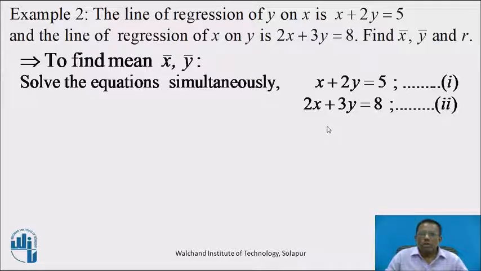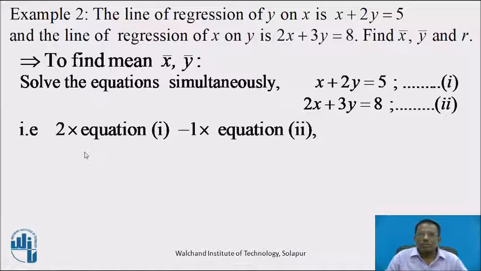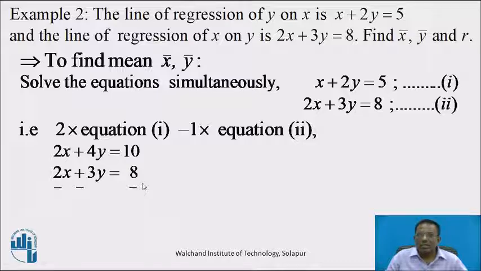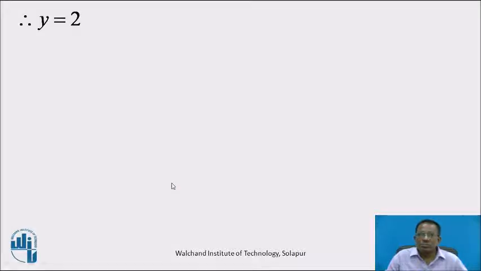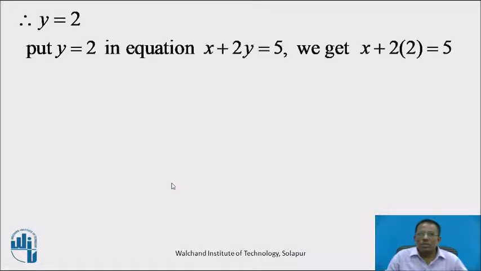Now, to eliminate x, multiply equation 1 by 2, then subtract equation 2 multiplied by 1. So, we get 2x plus 4y equal to 10 and 2x plus 3y equal to 8, subtract. So, after subtraction, we get 0 plus y equal to 2. Therefore, y is 2. Put the value of y equal to 2 in equation x plus 2y equal to 5, we get x plus 2 into 2 equal to 5, which gives x equal to 1.